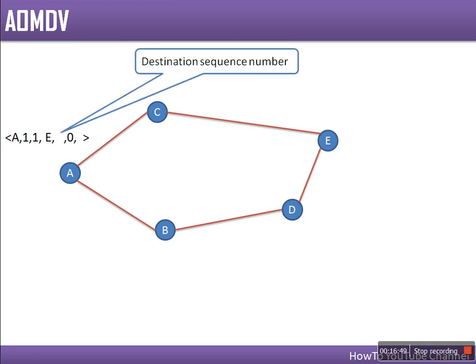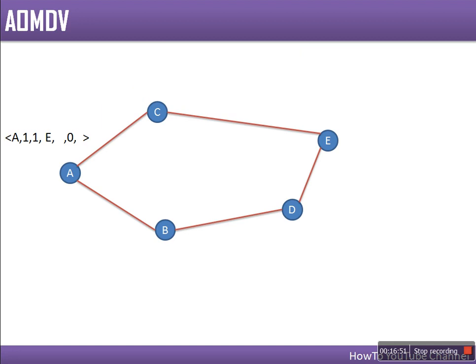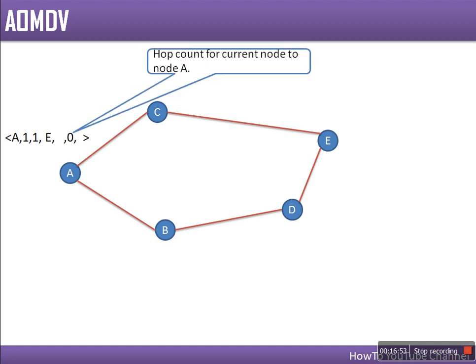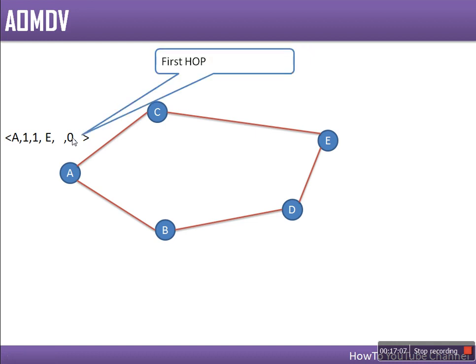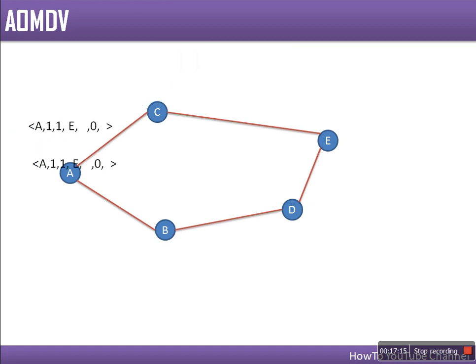Destination sequence number is not known at this time. And hop count, which is actually the advertised hop count, specifies the distance between node A and the current node. The current node at this time is A itself, so the distance is 0. And first hop: so far this packet has not been forwarded to its neighbor, so this field is also not known. Now this packet will be broadcasted.